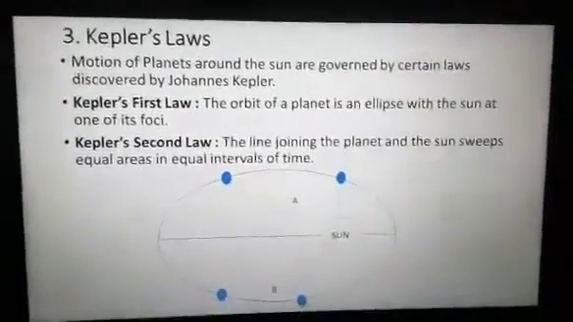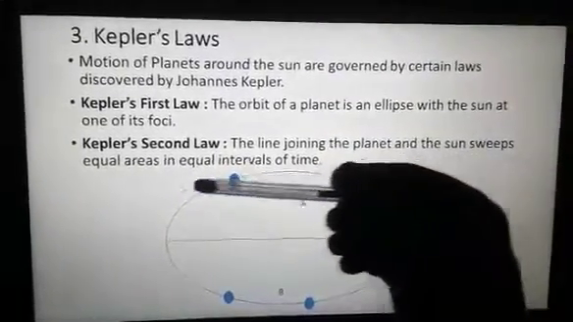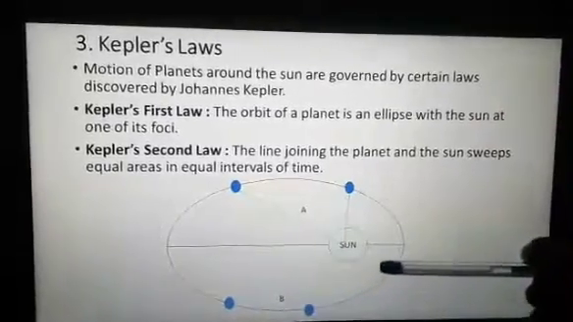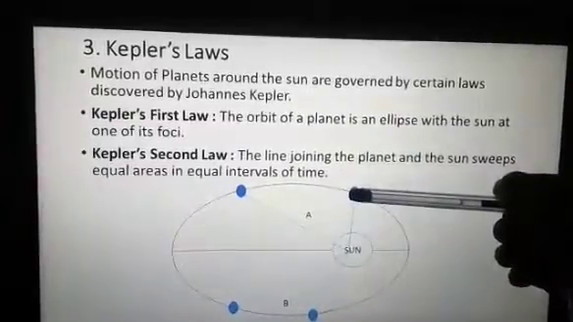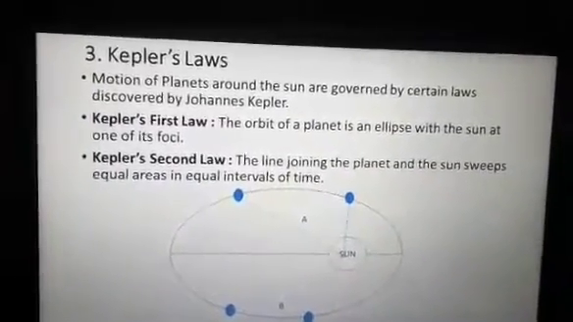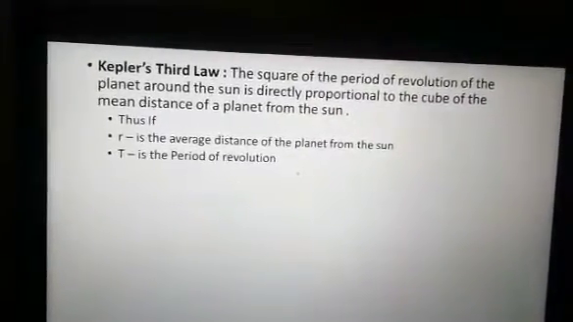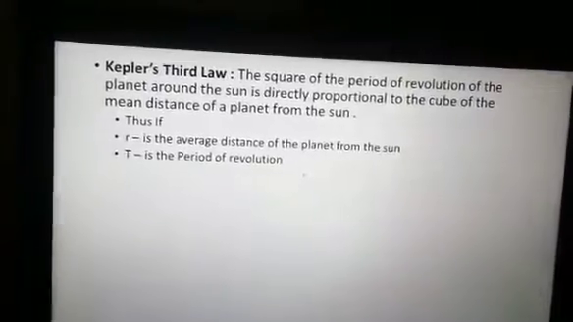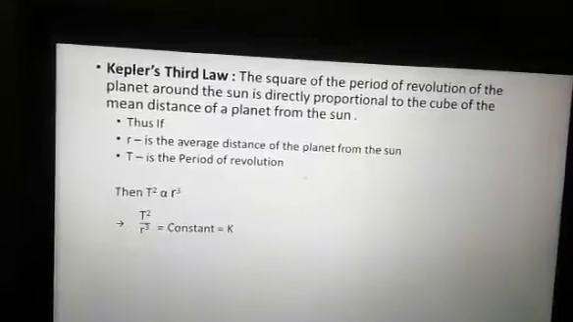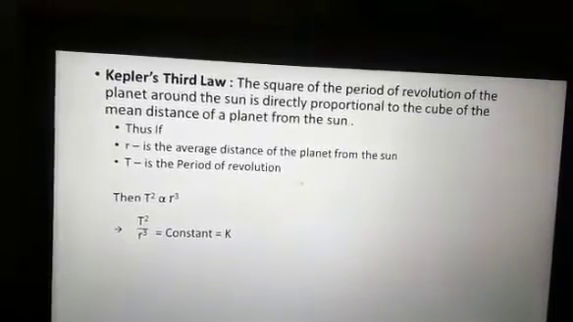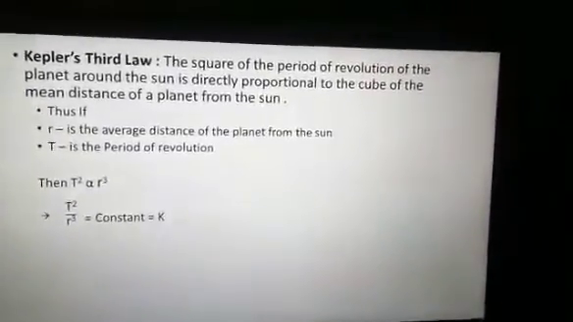Again we can see in the previous diagram, this is the star, this is the planet. If the planet performs one complete revolution, then whatever time is required for that motion is called the periodic time of the planetary motion, which is denoted by capital T, shown here. So small r is the average distance of the planet from the sun and capital T is the period of revolution. Then by this law, T squared is directly proportional to r cubed. So T squared upon r cubed is equal to a constant, and that constant can be taken as k. So this is Kepler's third law.